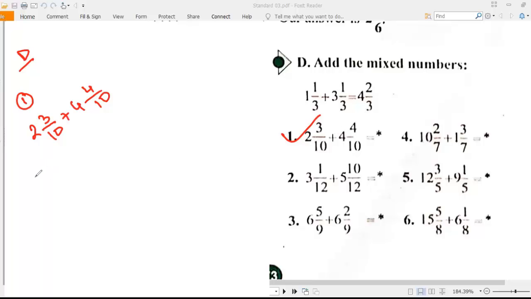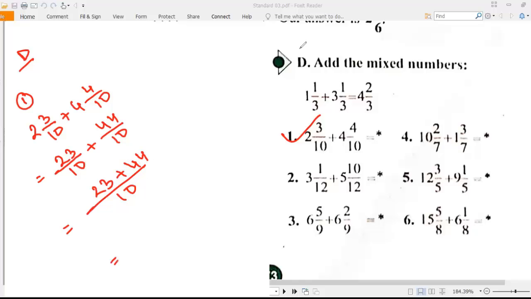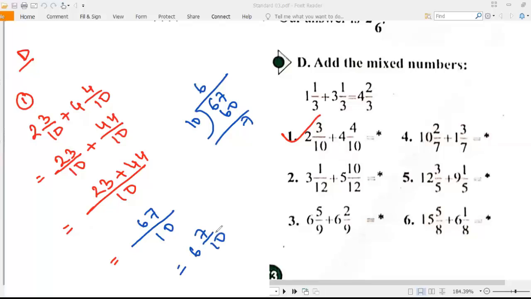So at the first method, we try to convert these mixed numbers into improper fractions. How can you convert? Look, 10 times 2 is 20 plus 3, 23. Plus 10 times 4 is 40 plus 4, 44. So both denominators are the same, so we can just add the numerators. 23 plus 44. So what is 23 plus 44? That will be 3 plus 4, 7 and 2 plus 4, 6. 67 by 10. Now convert 67 by 10 into a mixed number. 6 tens is 60, remainder is 7. So our final answer should be 6 whole 7 by 10. This is the first method.